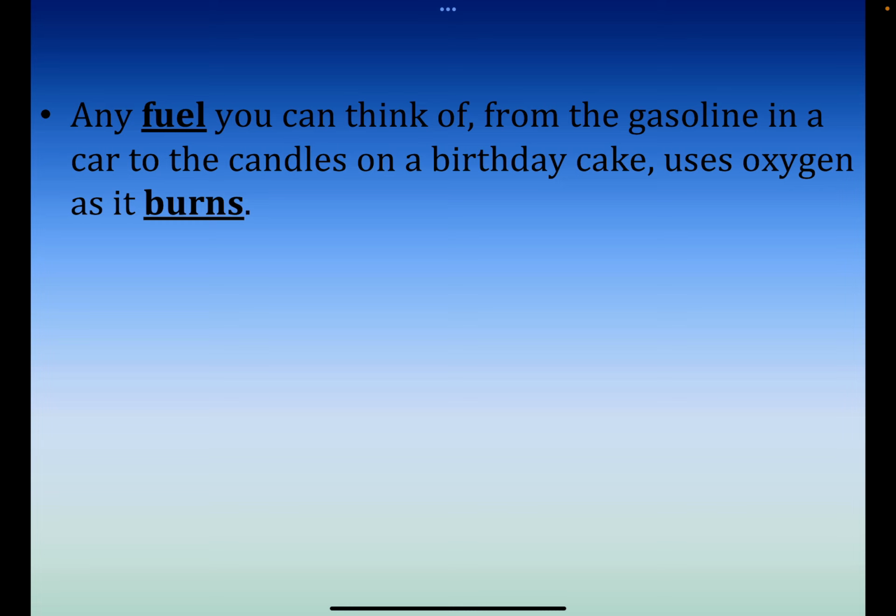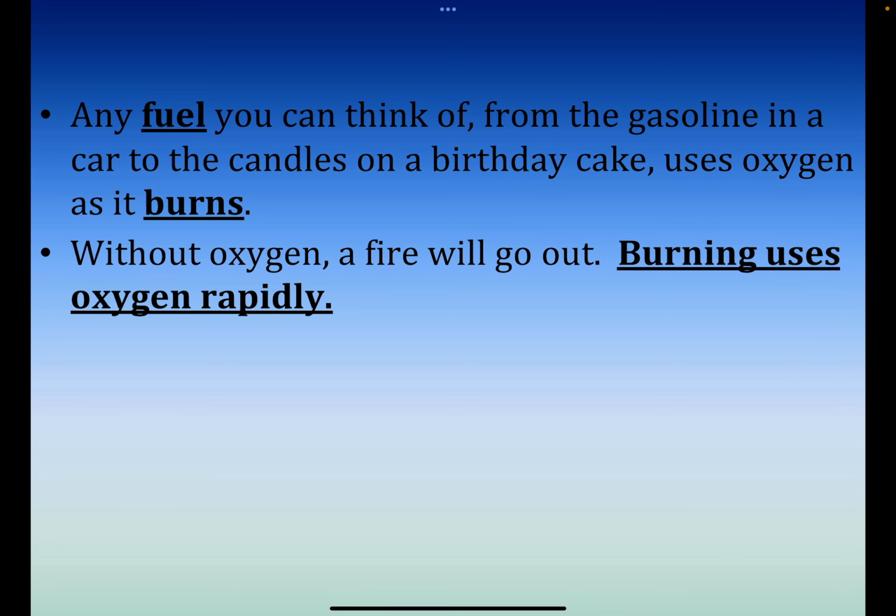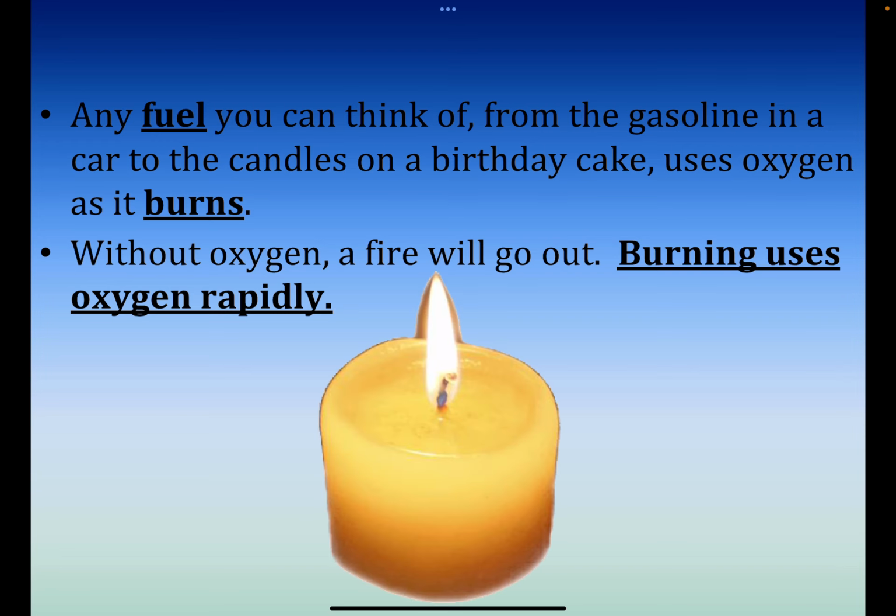Any fuel that you can think of, from gasoline in a car to candles on a birthday cake, uses oxygen as it burns. You've all put out a candle by covering the flame with a lid. Same thing with campfires. If a fire gets out of control, you can stomp it, which is essentially removing all of the oxygen from the area that is on fire, or by covering it. Without oxygen, a fire will go out, and burning is a chemical process that uses oxygen quickly. If you think back to chemistry, the chemical reaction would be known as combustion. Anything that burns is going through the chemical reaction of combustion.